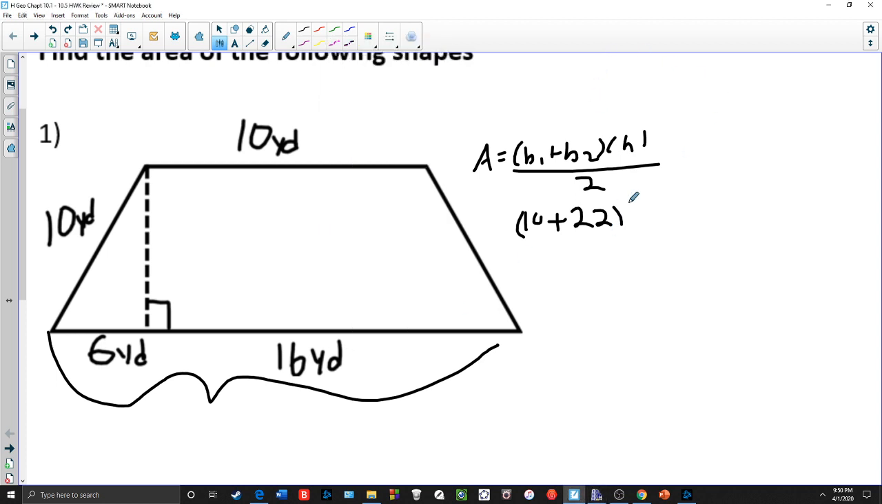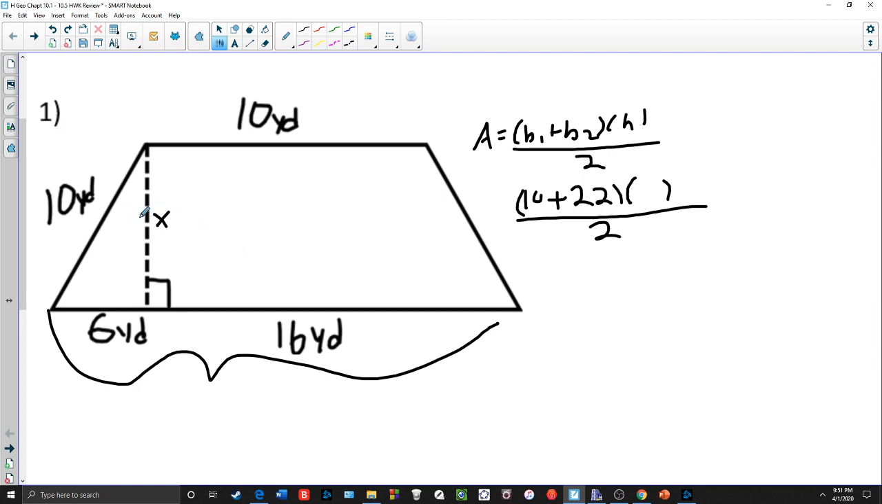16 plus 6 is 22. Just so I don't have any angry students saying, haha, you did that wrong, I'm going to say, haha, no, I didn't. Then I need my height, all divided by 2. I don't have my height. My height's a mystery. My height's x. I don't know what it is. It's not my x, but it is an x.